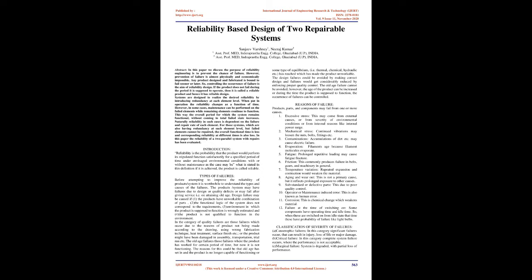If the product does not fail during the period it is supposed to operate, then it is called a reliable product and hence it has reliable design. Systems are designed to realize the desired reliability by introducing redundancy at each element level. When put in operation the reliability changes as a function of time.